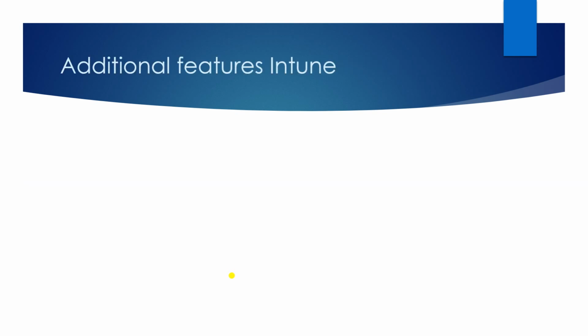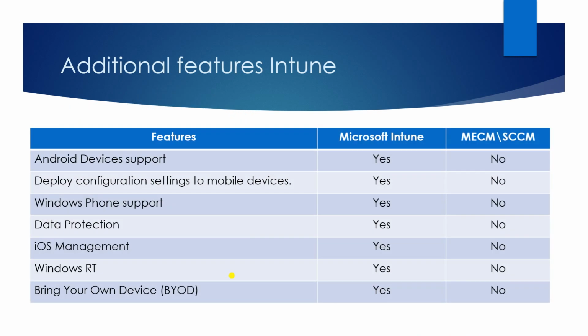Now let's see the additional features in Intune, or what Intune can do but SCCM cannot. So what are the differences? Android device support. In Intune we can manage Android devices, but in SCCM we cannot. There are certain things, if you apply them in SCCM, then you can manage it.